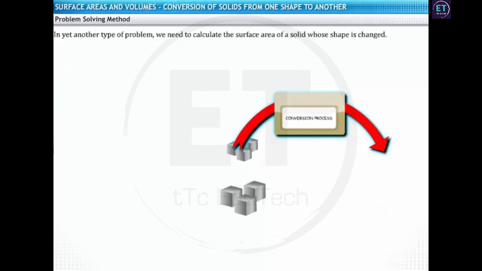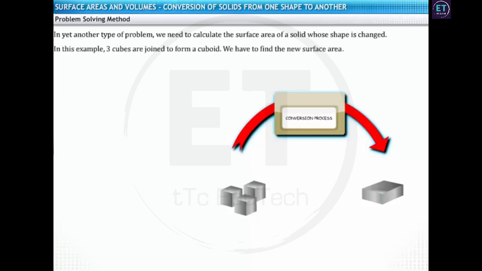Yet another type of problem that we may be asked to solve is if the shape of an object is changed, we have to determine the resulting surface area. For the example on the screen, we convert 3 equal cubes of side 2 centimeters to a 6 into 2 centimeter cuboid. We are asked to find the total surface area of the cuboid. When a solid changes shape, even though the volume remains the same, the change in geometry of the shape causes the surface area to change.